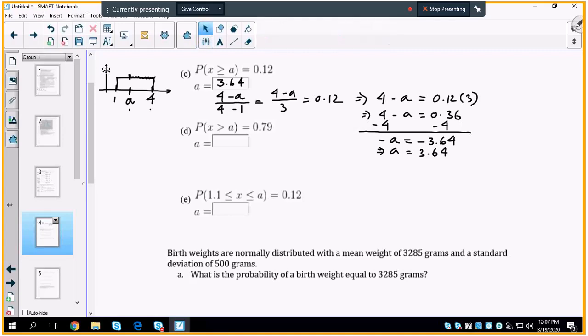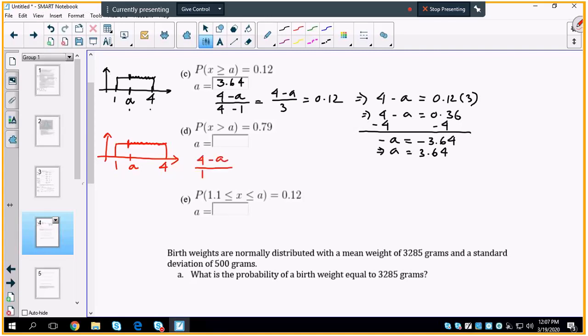The next problem is precisely the same problem. Remember, it doesn't matter whether I have equality with a or not. So I still have the same region 1 to 4, and I have my intermediate a, and I'm saying as long as x is greater than this a, the probability is going to be 0.79. So you start at a, end at 4, top is still 4 minus a, bottom is always the entire range, and that should be 0.79. So you get 4 minus a over 3 equal to 0.79.